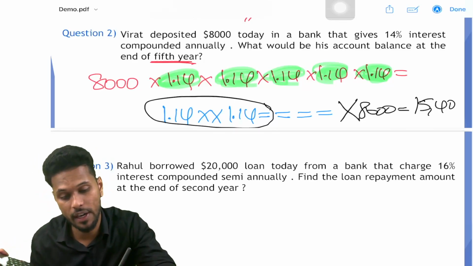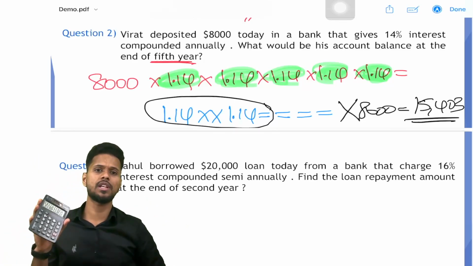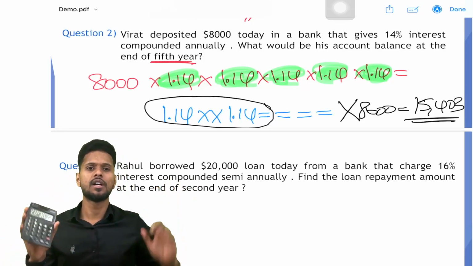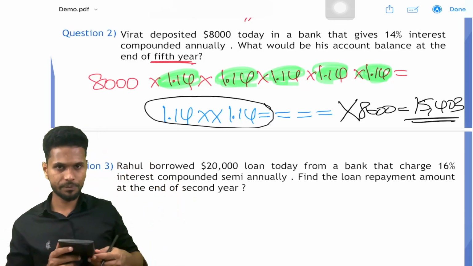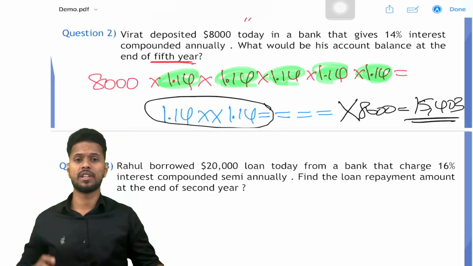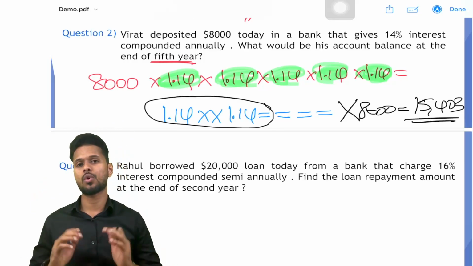15,403.3 something. Okay, that's the account balance at the end of the 5th year. Hope you have understood this shortcut and everything.